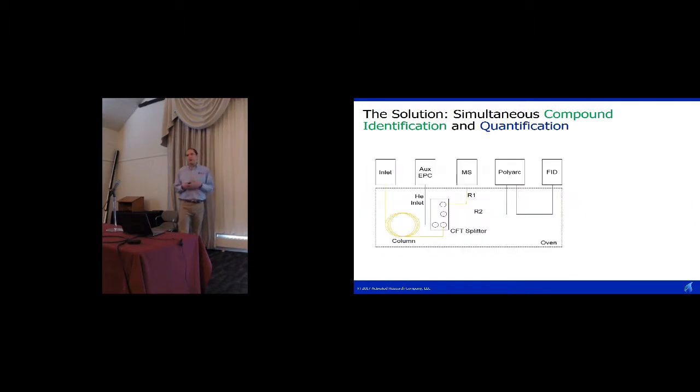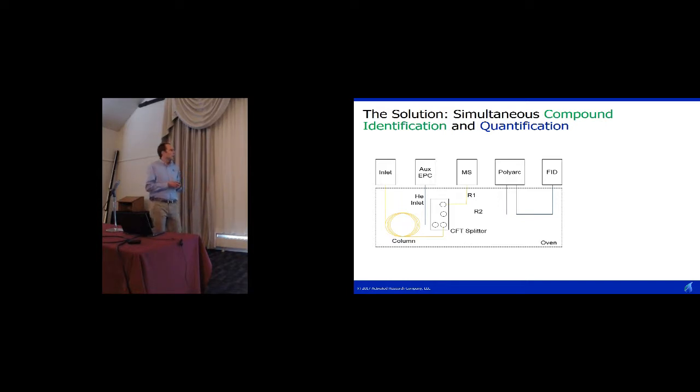So in specific, the configuration that we've developed to be able to do this is shown here. So it's a typical GC on the front end, consisting of an inlet and a column. But then after the column is where you perform a split, so you can do simultaneous quantification and identification. So the splitter that we're using is a CFT splitter, which is a capillary flow technology. And really all it is, it's just a 4-way union that's coated with an inert coating to prevent molecules from sticking.